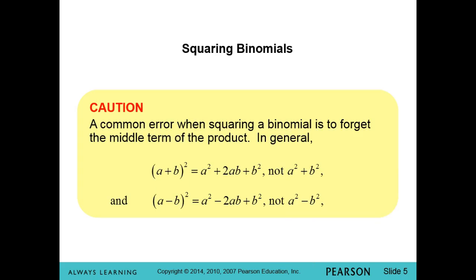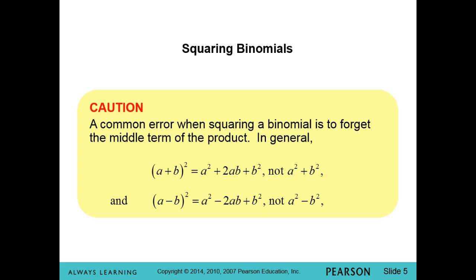Okay, here's the caution. A common error. I sort of hate for them to show you common errors. It's like, well, I like being common. No, don't be. A common error when squaring a binomial is to forget the middle term of the product. I have seen so many students in upper level classes, Math 112, 113, I'm wondering if even 125, I say, what's the square of this? Oh, that's a squared plus b squared. No, it isn't. It's nowhere close to that. You got the first term and the last term, but you can't forget the middle term. Twice the product of the two.